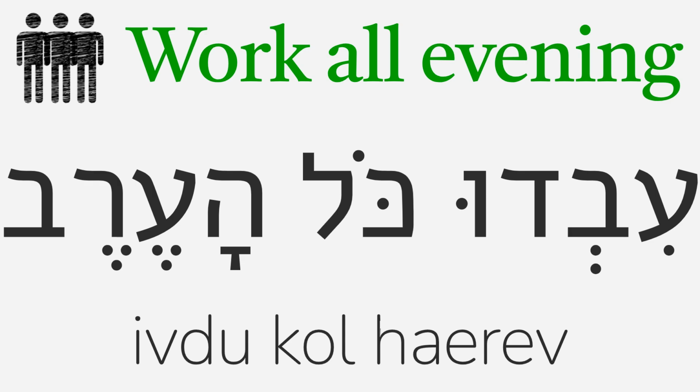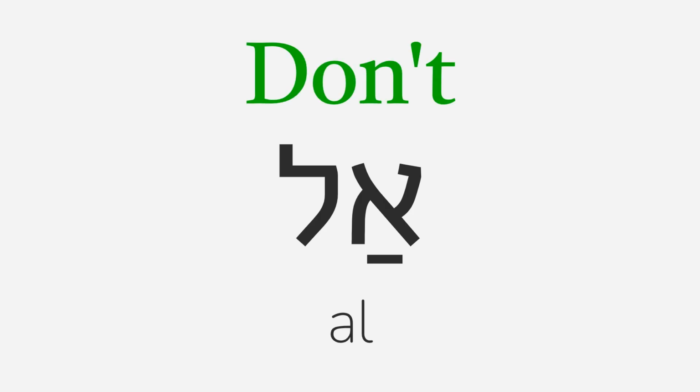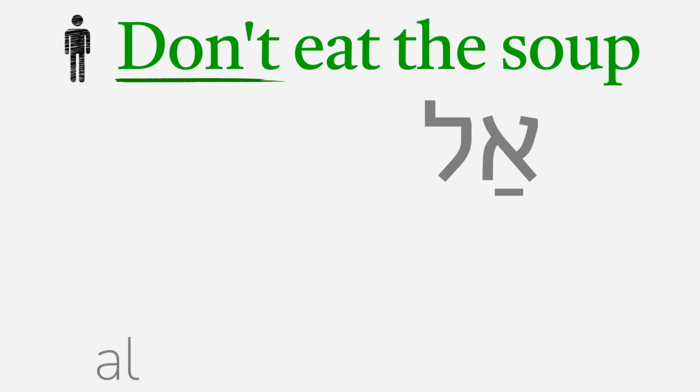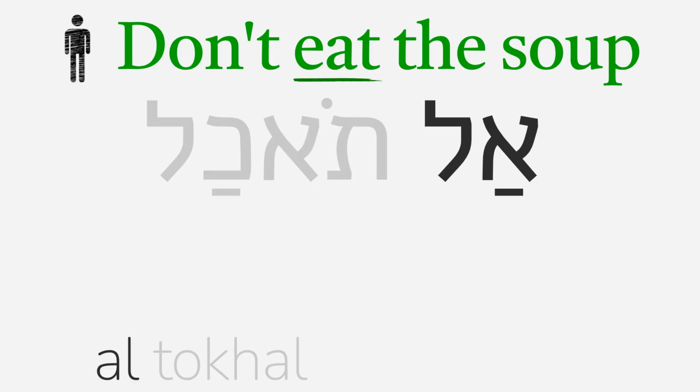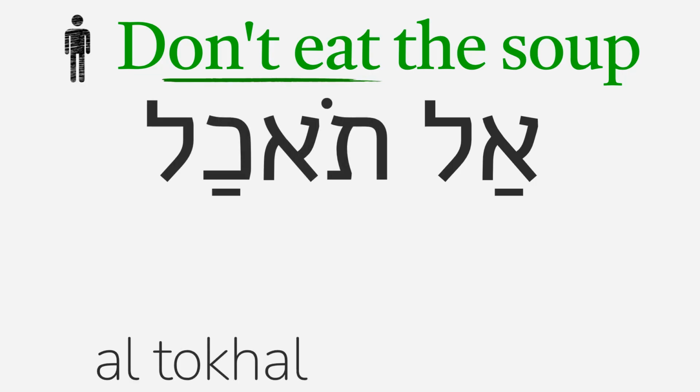Ivdu kol ha'erev. To make negative commands in Hebrew, we use the word al, which means don't. Let's say, don't eat the soup, speaking to a man. Don't is al, and eat will be the ata, you masculine singular, form of the future tense, tochal. With negative commands in Hebrew, we don't use the imperative form, but the future tense with the word al. Al tochal, do not eat.